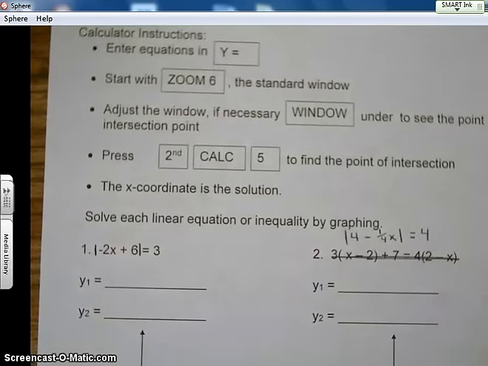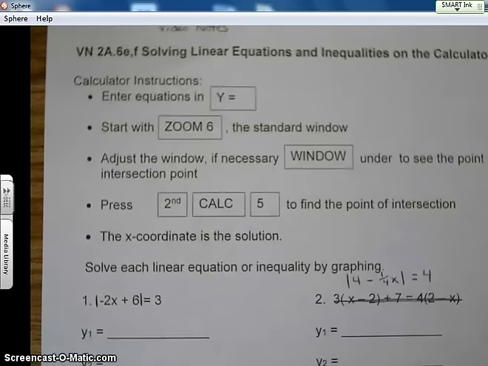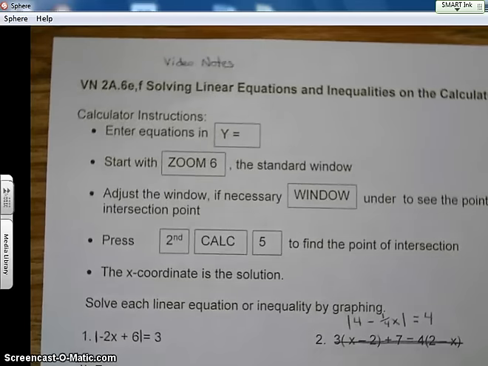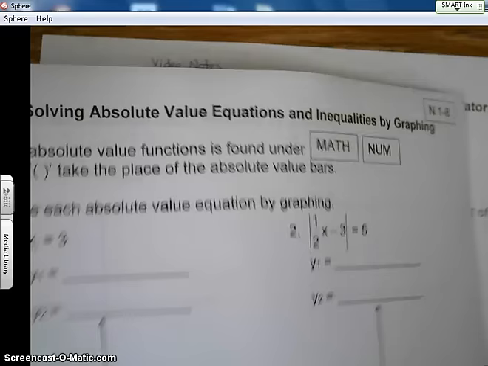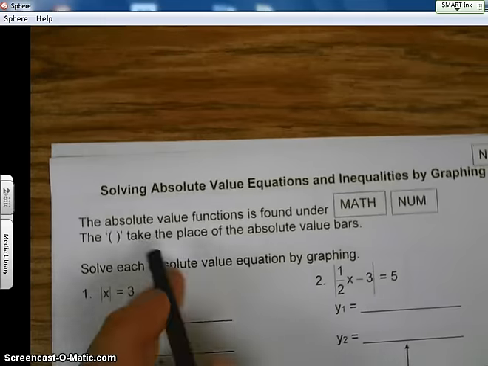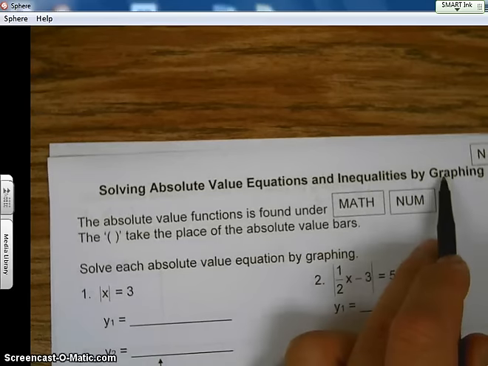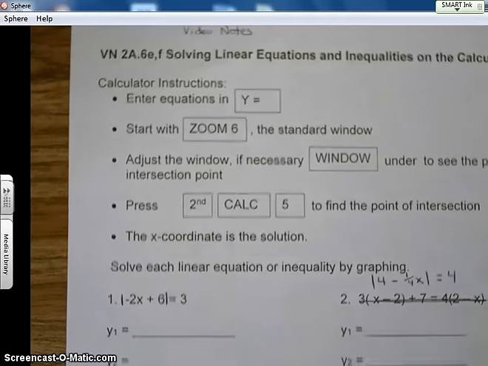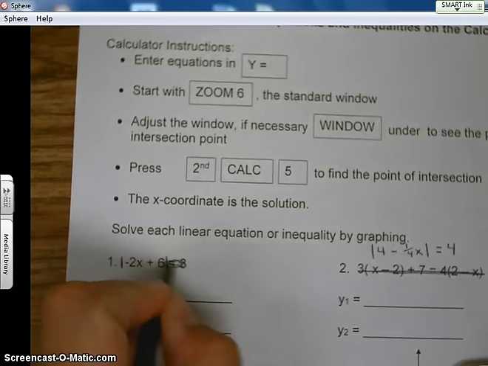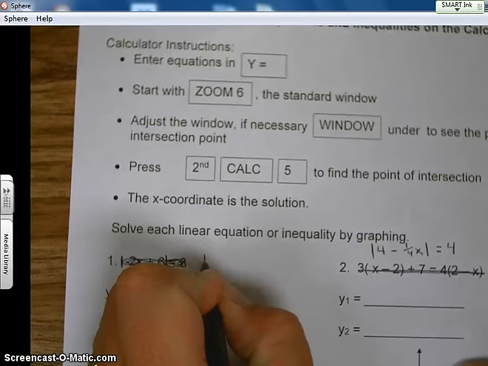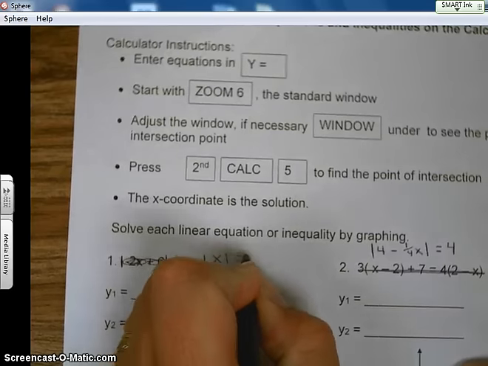So let's take a look at this worksheet. Okay, I'm going to change the problems. For some reason, when I went to print this out, it was the wrong worksheet. So we are going to be solving, here's the actual title, solving absolute value equations and inequalities by graphing. Okay, so we're going to start off with, I'm going to get rid of this, and our first problem is going to be the absolute value of x equals 3.